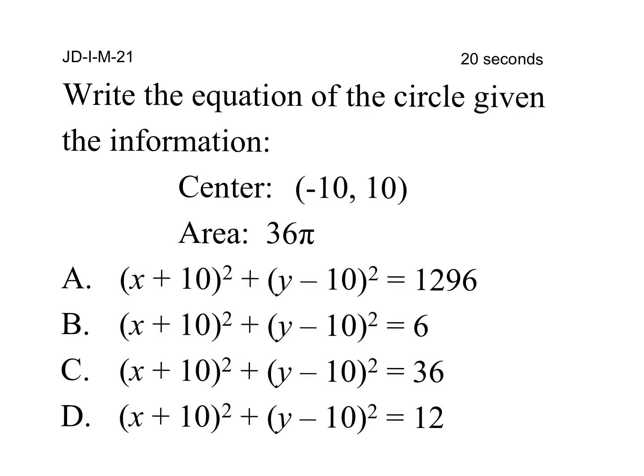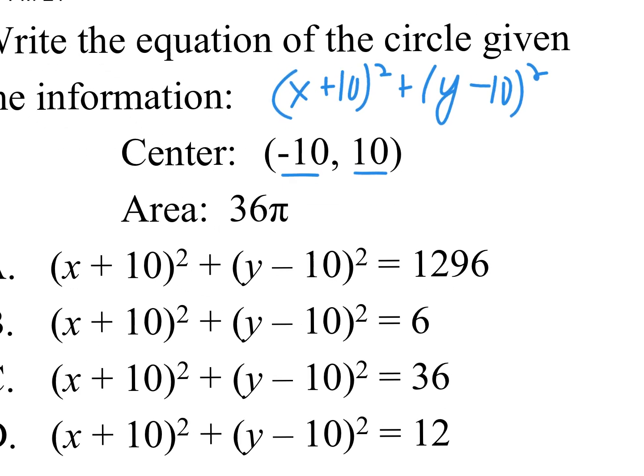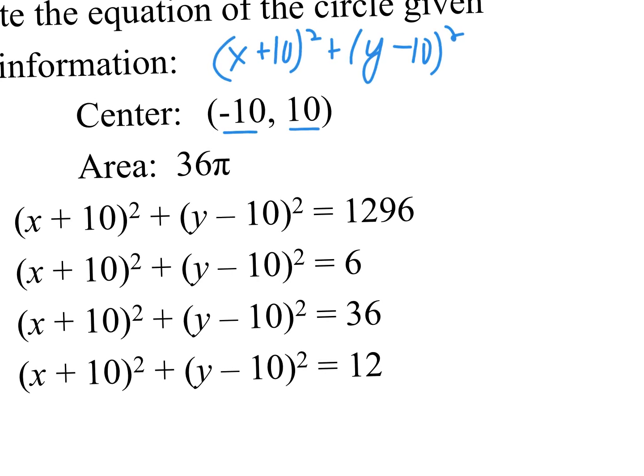21, they want us to write the equation of the circle with this given information. So based off the center, we need x. Remember, these are opposites, so x plus 10 squared and y minus 10 squared. And once again, they've not given anything away on that. Those are all the same. If you notice they're all the same, don't even mess with the center part, really. It's really the radius we're looking after here.